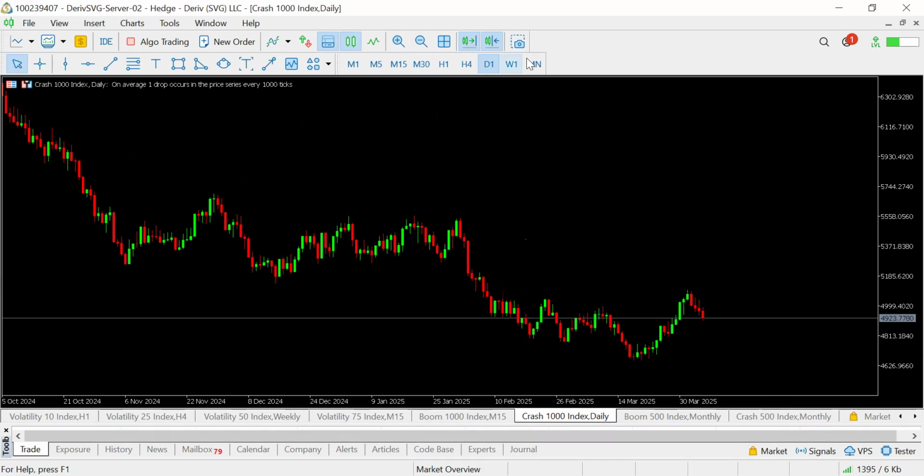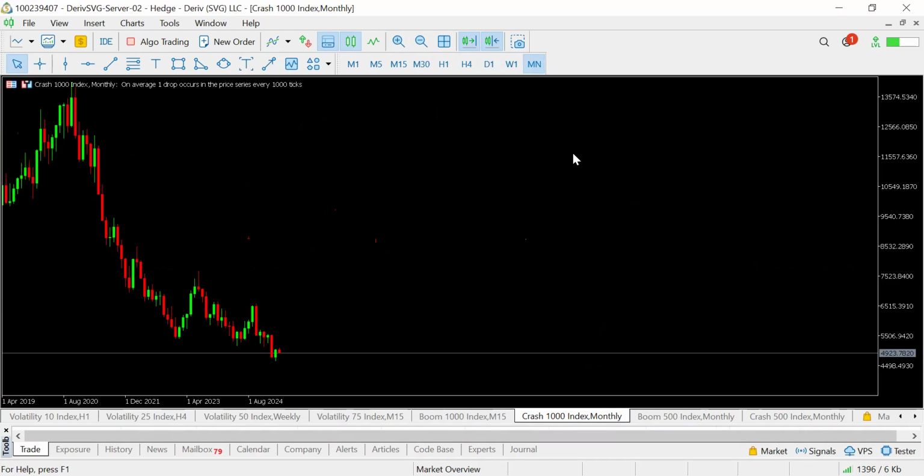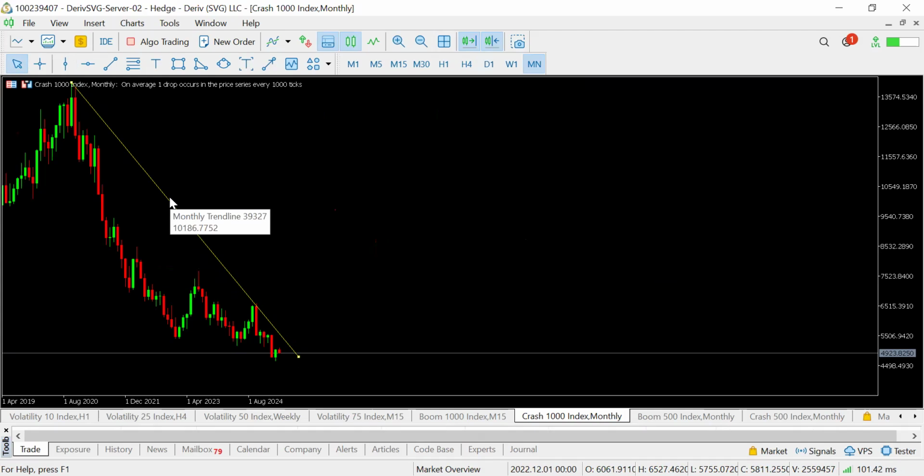So just like I said, for the top-down analysis, we start from the monthly time frame, and just looking at it, you can see that Crash 1000 is in a massive downtrend. So just like I said for the Boom, Crash moves upwards but crashes downwards, while Boom moves downward but bumps upward. So they are opposites of each other. So now we've seen from the monthly time frame that this is in a downtrend.